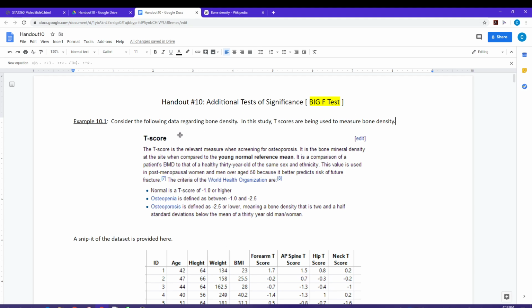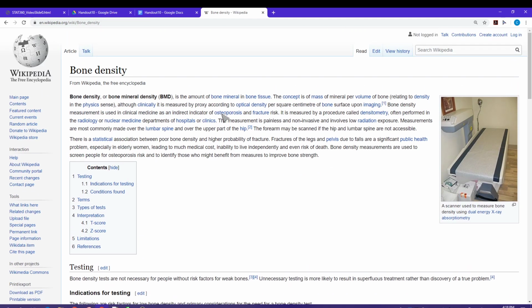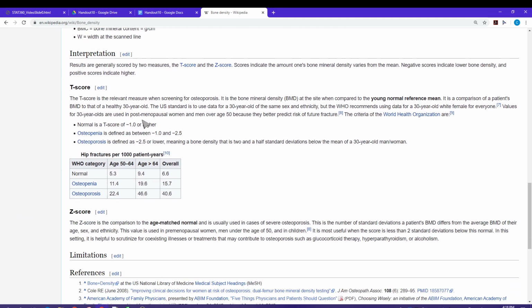So we're going to consider bone density data. Bone density is measured by these quantities called T-scores. I just pulled this information from the wiki page. If you go down a little ways on the wiki page for bone density, they talk about T-scores, and these are just measures for screening for osteoporosis and also osteopenia. They give us some guidelines for these scores.